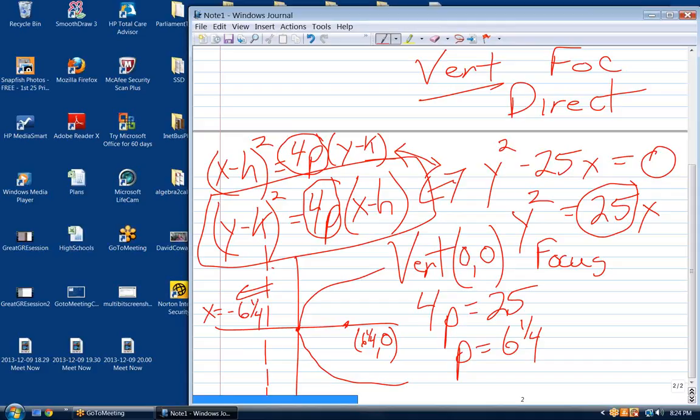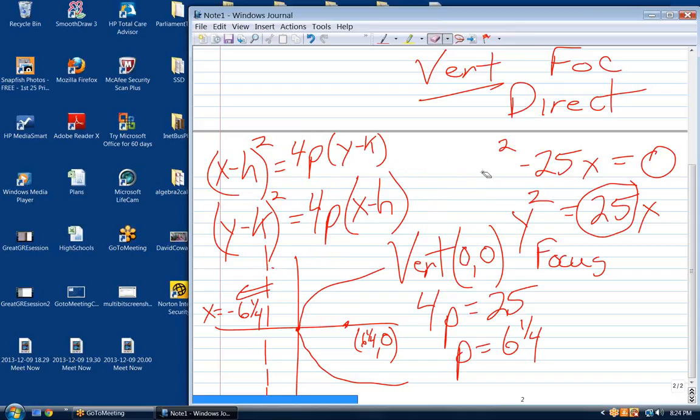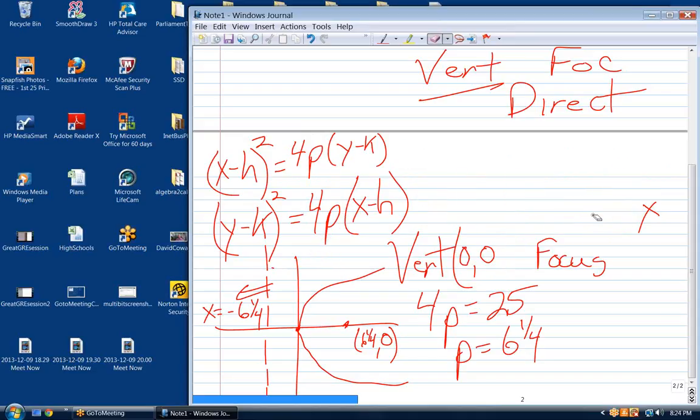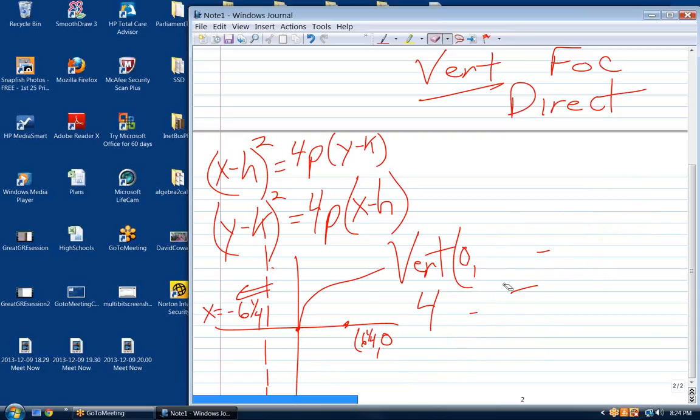That's it. That's exactly what you want to do on all these. Figure out whether it's vertical or horizontal. Use one of these two equations based on which it is, and then go through that exact process every time.